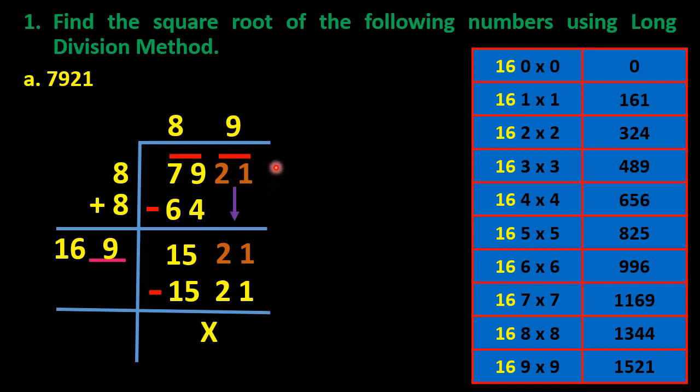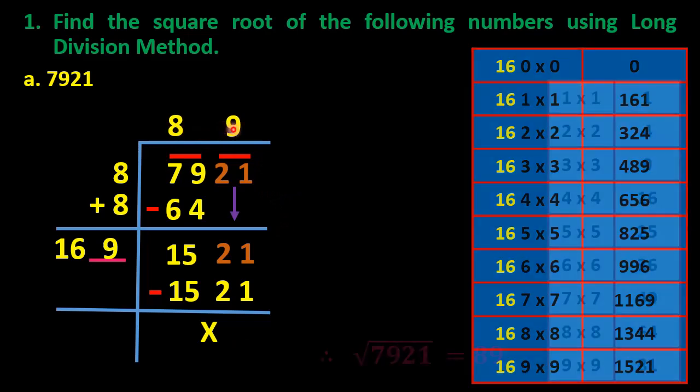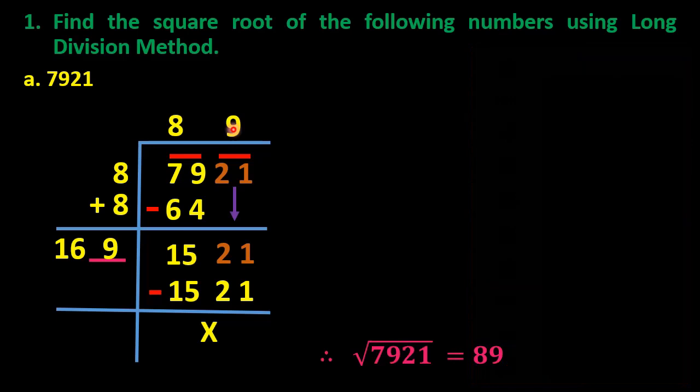So there is no more period over here. So this 89 is our answer. So at last we have to write, therefore the square root of 7921 is 89. This 89 we have got from here, which is the quotient.